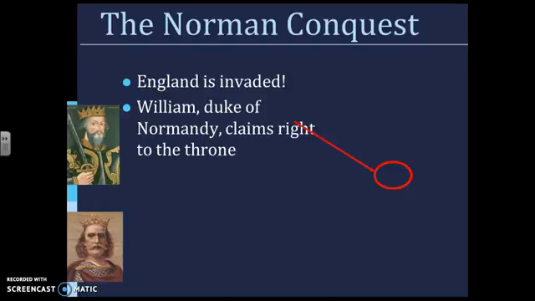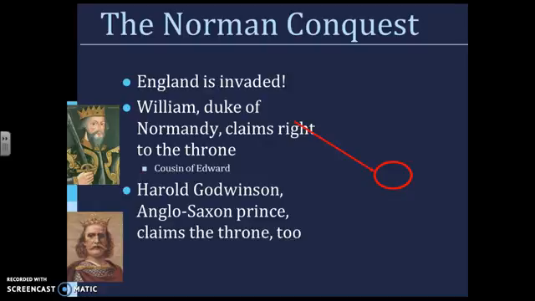And England is invaded because William, who's the Duke of Normandy, which is like northern France, think about where the Allied invasion took place in World War II in 1944. That's where William ruled. He says Edward the Confessor promised him the throne, and it is rightfully his. So he gathers a force and he invades England.